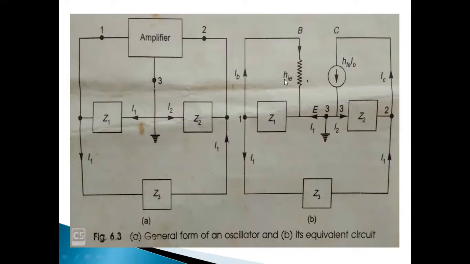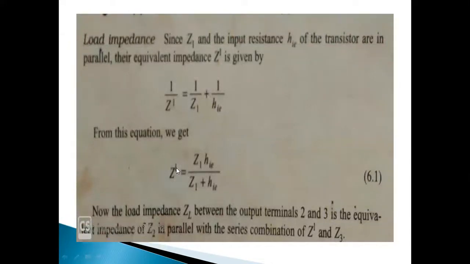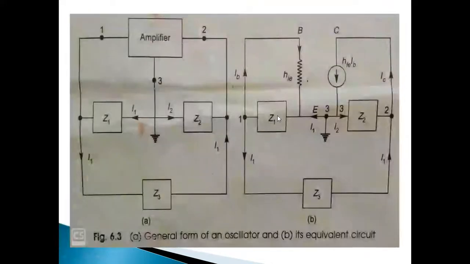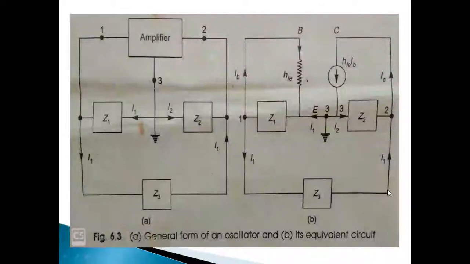And that impedance is in series with this impedance. This total impedance is in series with Z3. So let us consider the total impedance up to this part is Z dash. So Z dash is in series with Z3. So Z dash plus Z3. What is Z dash? Z dash is the parallel combination of these two impedances, that is Z1 HIE by Z1 plus HIE. And this Z dash is in series with Z3. So Z dash plus Z3 is the equivalent impedance up to this point.